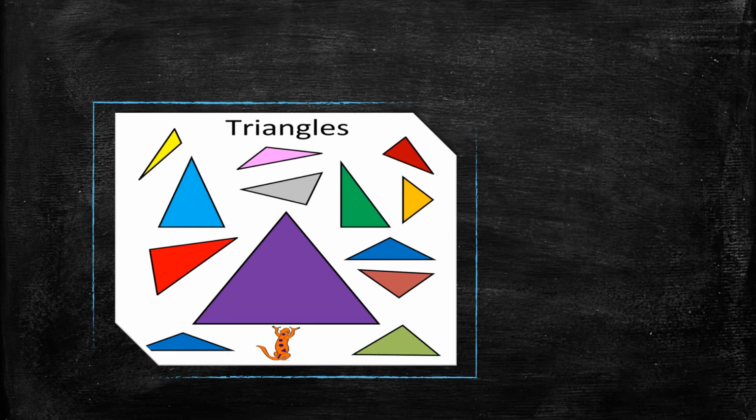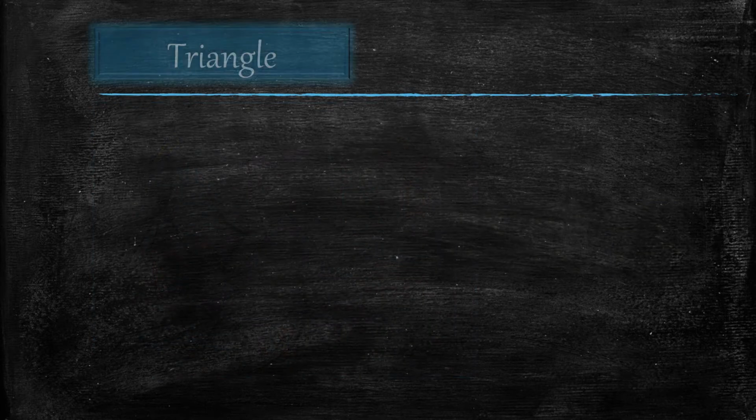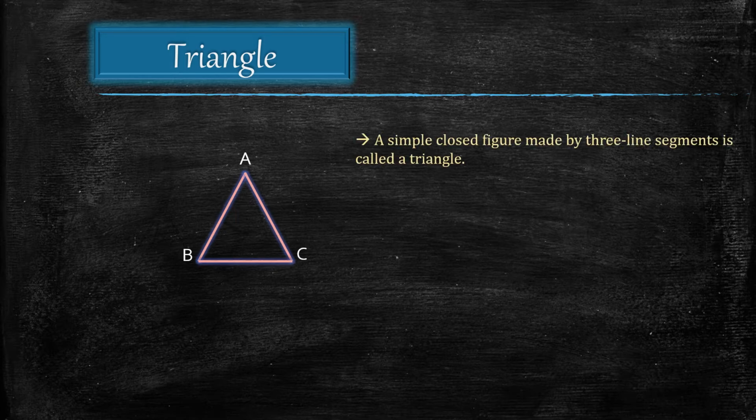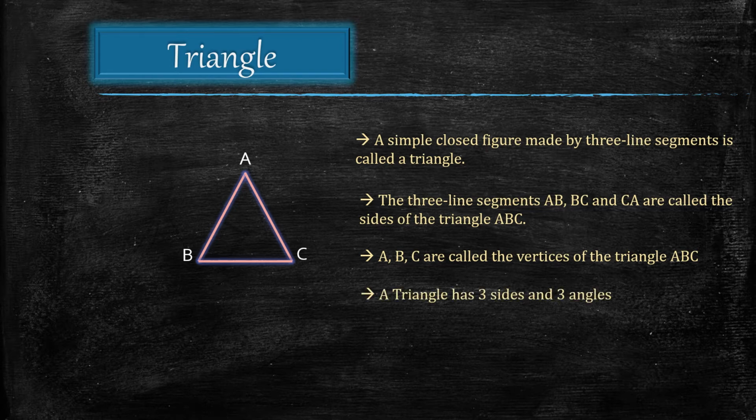Moving on to triangles. A simple closed figure made by three line segments is called a triangle. Here, the three line segments are AB, BC and CA. A, B, C are called the vertices of triangle ABC. A triangle has three sides and three angles. AB, BC, AC are the three line segments.